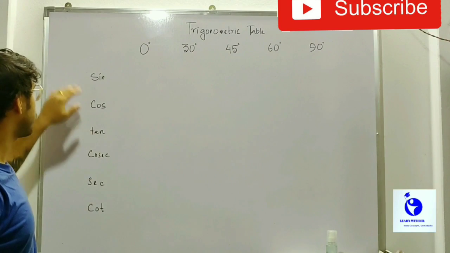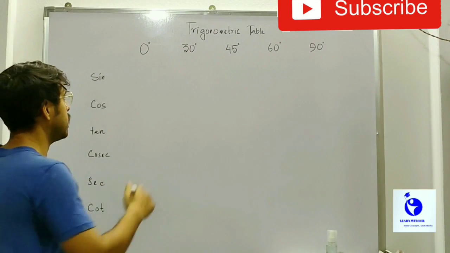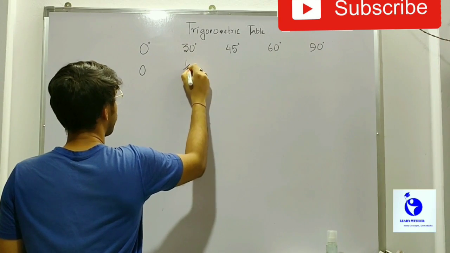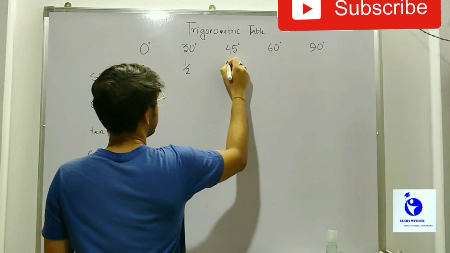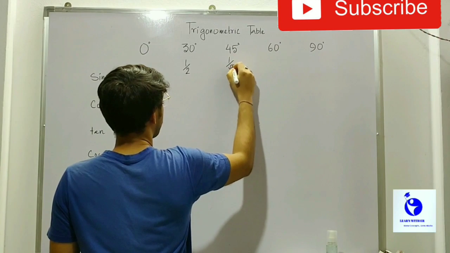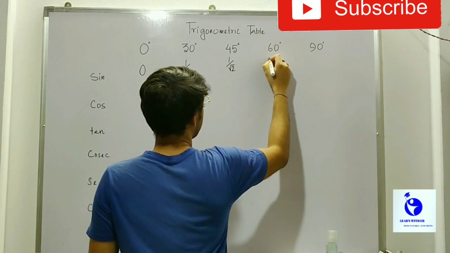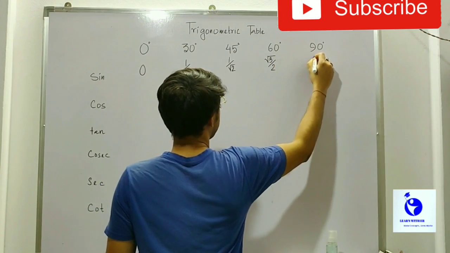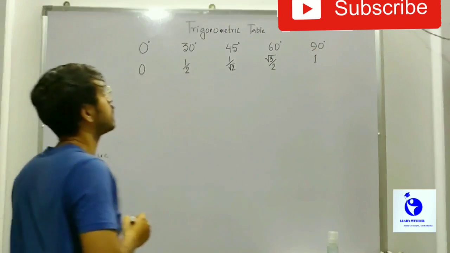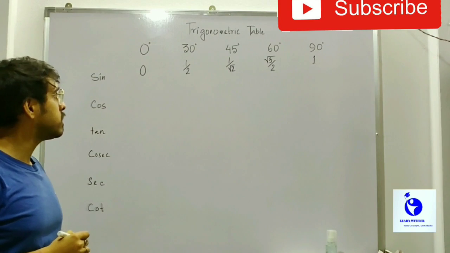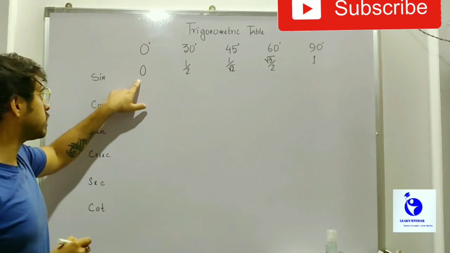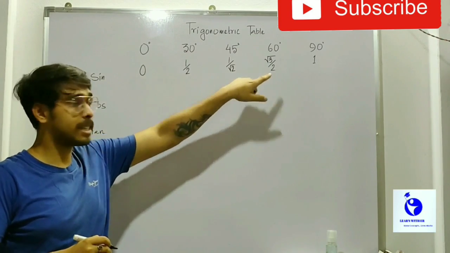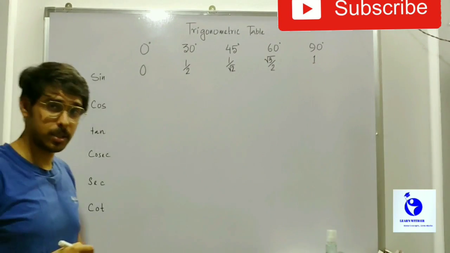To start with, sine 0 degree will be 0, sine 30 degree will be half, sine 45 degree will be 1 upon root 2, sine 60 degree will be root 3 by 2, and sine 90 degree will be 1. So these are the 5 standard values. Sine 0 degree is 0, 30 degree is half, 45 degree is 1 upon root 2, 60 degree is root 3 by 2 and 90 degree is 1.